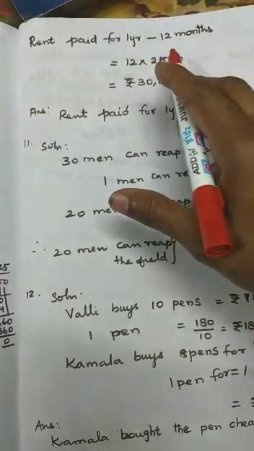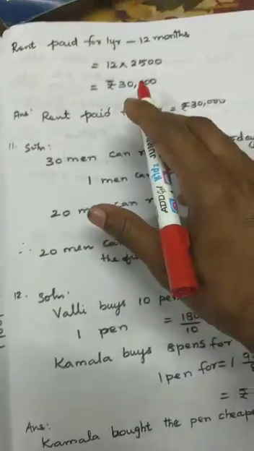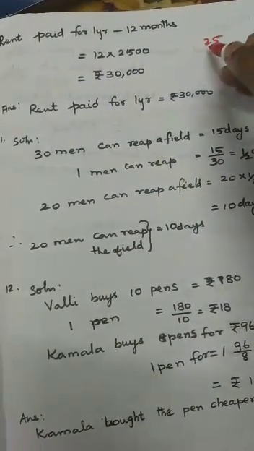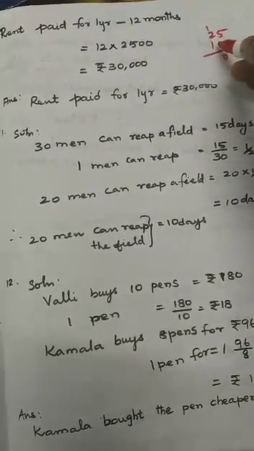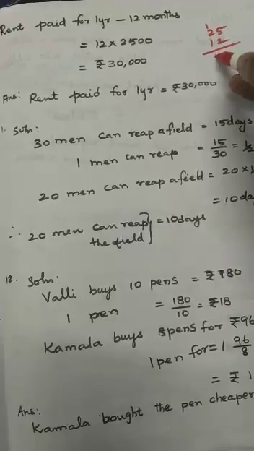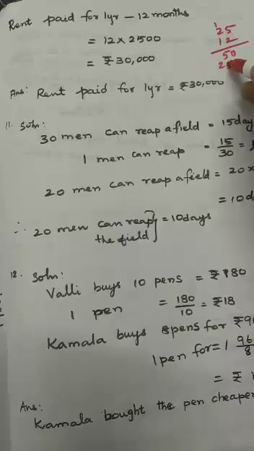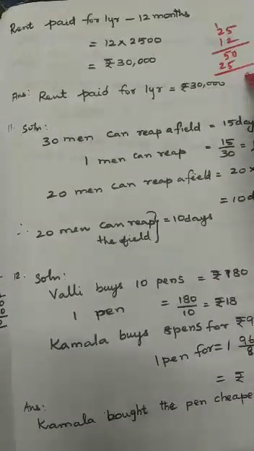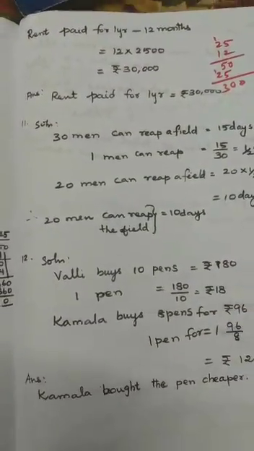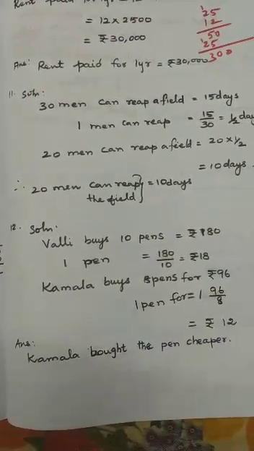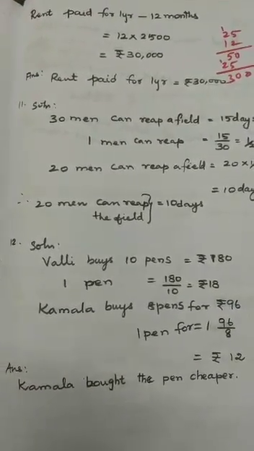Rent paid for 1 year is equal to 12 months, isn't it? So 12 into 2500 is rupees 30,000. You multiply here and see. 12 into 5, 2 5s are 10, 0, remainder 1, 2 2s are 4, 4 plus 1, 5. Okay, then 2, 5, 0, 0. Already we have 2 zeros, so add here 2 zeros. That is 30,000. So rent paid for 1 year is 30,000 rupees. And you shall see the 11th problem.